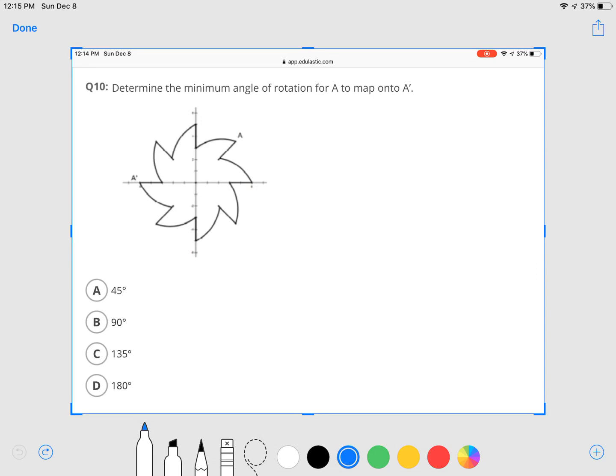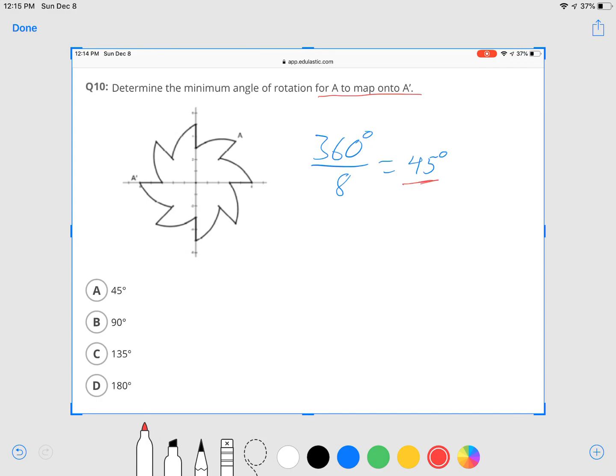Sorry. What I mean to say is it's kind of like an octagon. To find the minimum rotation, you can do 360 divided by 8, which is 45. And that's what I had told the students in the class was the answer. But that's not the answer. They're not asking for the minimum angle of rotation. They're asking for the minimum angle of rotation for A to go to A prime.